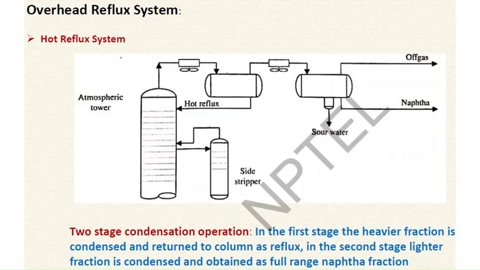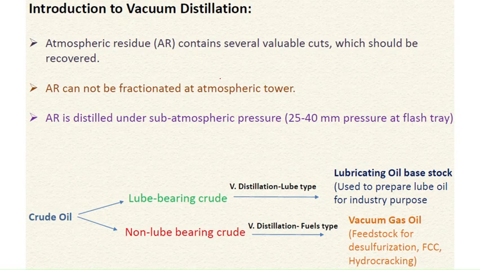Then the other form is the hot reflux system. So in this hot reflux system, what happens is we do the reflux in two cycles. So the overhead vapor is taken, it is pumped into the condenser. Just a second.